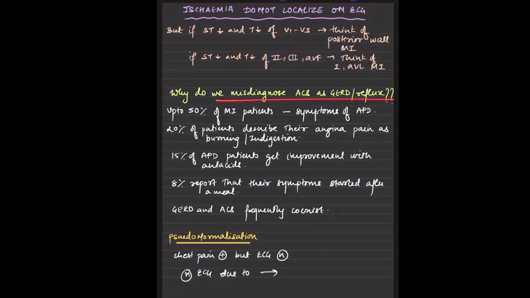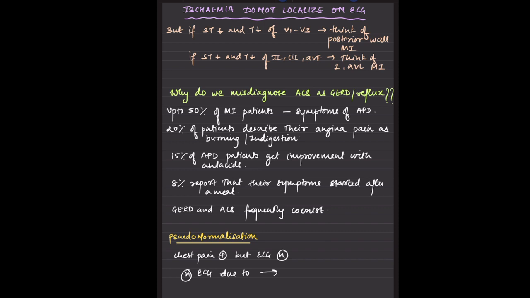So why do we misdiagnose ACS as GERD or reflux? Because of the similarities, right? Up to 50% of MI patients have symptoms like acidity. Then 20% of patients describe angina pain as burning and indigestion. Then 15% of patients improve with antacids. 8% of patients report their symptoms started after a meal. They are frequently coexisting many of the times. Patients are experiencing acidity and also angina pain. So these are the features.